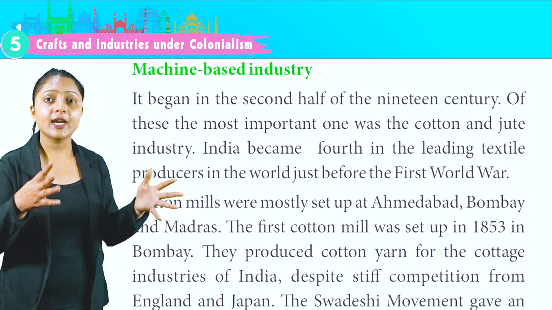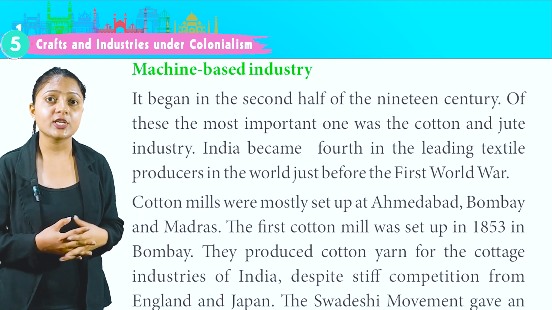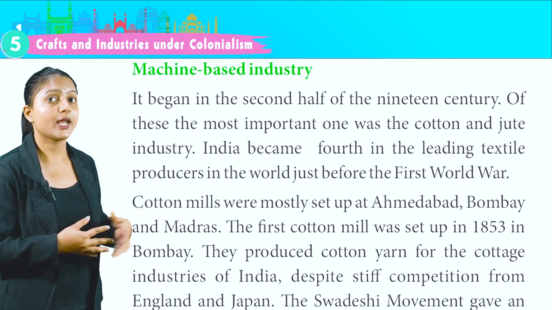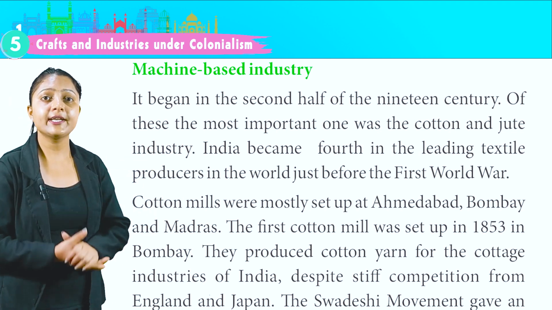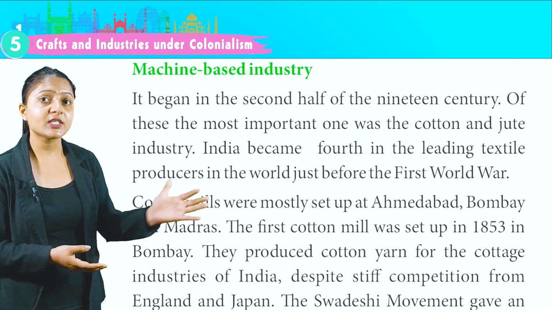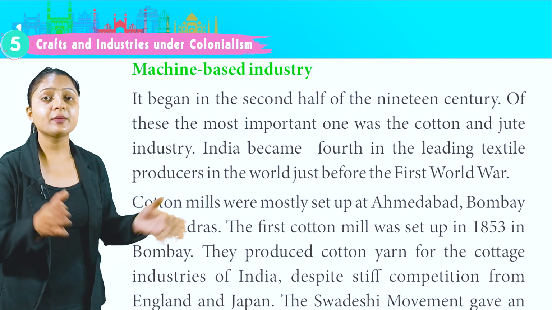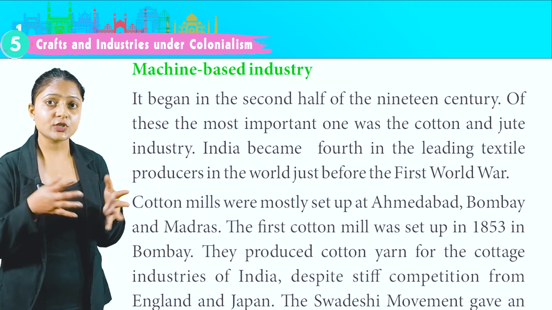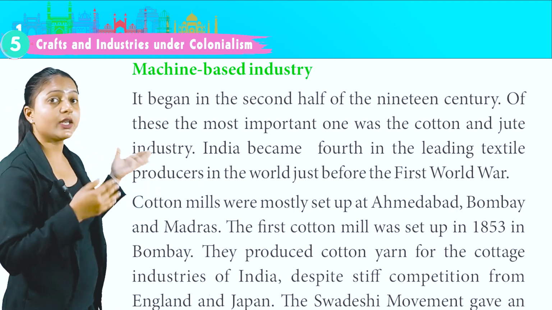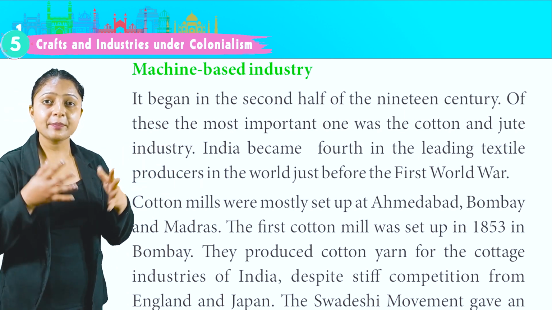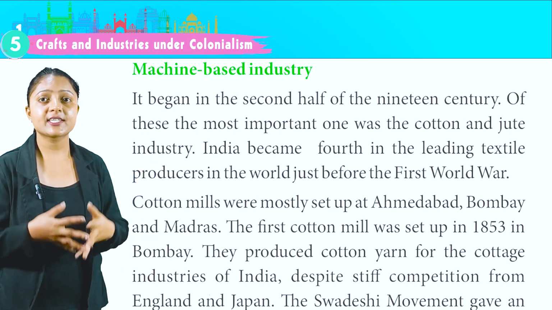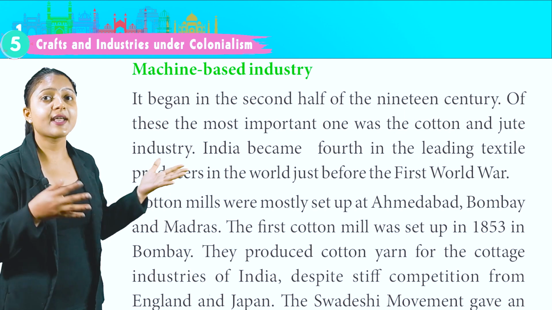Machine-based industry began in the second half of the 19th century. Of these, the most important were the cotton and jute industries. India became fourth among the leading textile producers in the world just before the First World War. Cotton mills were mostly set up at Ahmedabad, Bombay and Madras. The first cotton mill was set up in 1853 in Bombay. They produced cotton yarn for the cottage industry of India, despite stiff competition from England and Japan.